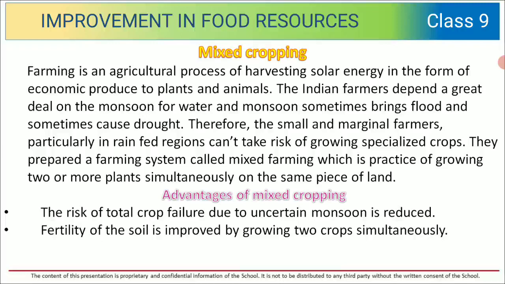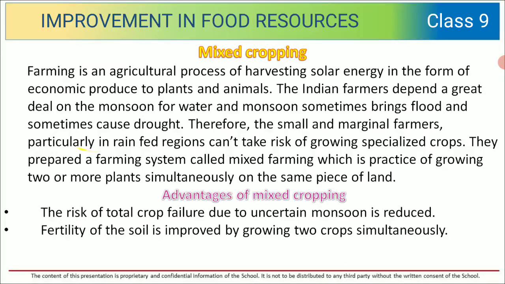Therefore, the small and marginal farmers, particularly in rain-fed regions, can't take the risk of growing specialized crops. They prepared a farming system called mixed farming, which is the practice of growing two or more plants simultaneously on the same piece of land. Advantages of mixed cropping: the risk of total crop failure due to an uncertain monsoon is reduced.